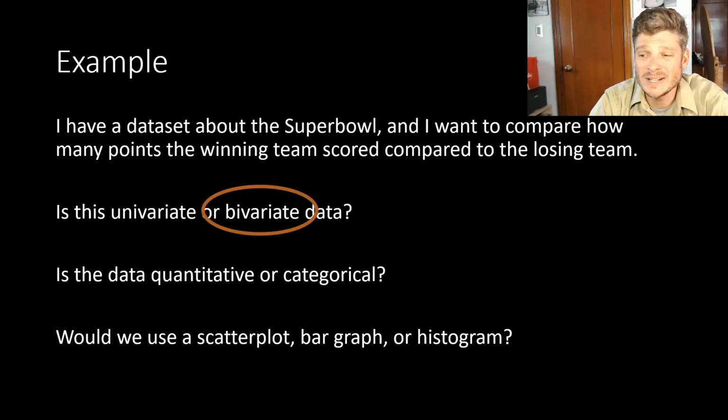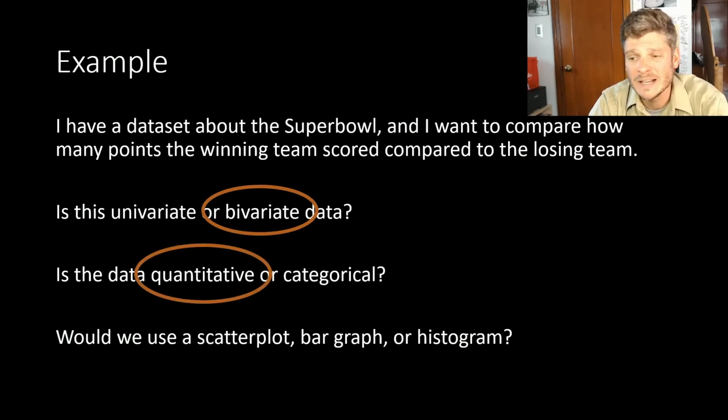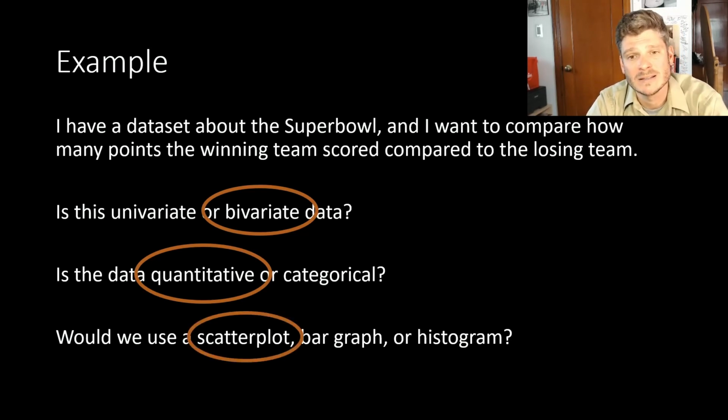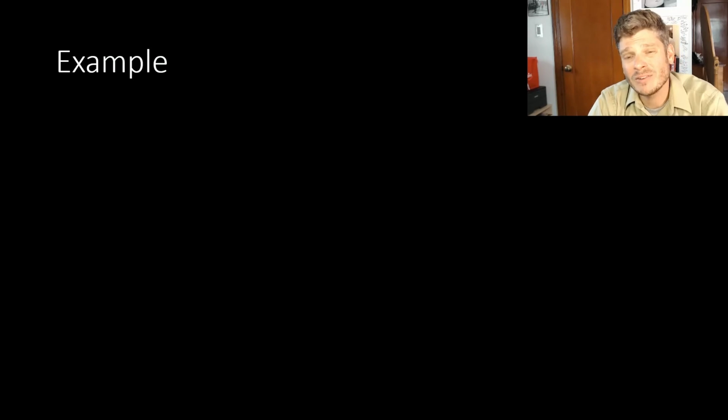Is my data quantitative or categorical? Well, it's points. That's a number, right? How many points you score is definitely a number, so it's definitely quantitative. And because I'm comparing two things at once, I'm going to use my scatter plot. All right. Now that I have that part out of the way, and again, hopefully we understand why I chose what I chose, how would I write my code?